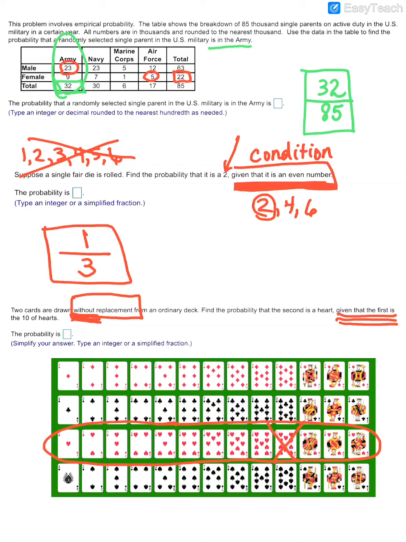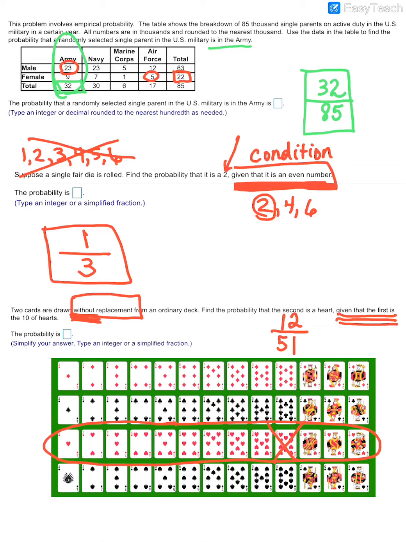So normally a deck of cards has 52 cards. But since the 10 of hearts has been pulled out, that means there are only 51 cards left in the deck. So that's my sample space. Now, out of those 51 cards, there are 12 hearts that are left. So normally a suit has 13 hearts, but if you've pulled one out already, like we did with the 10 of hearts, then we would only have 12 left.